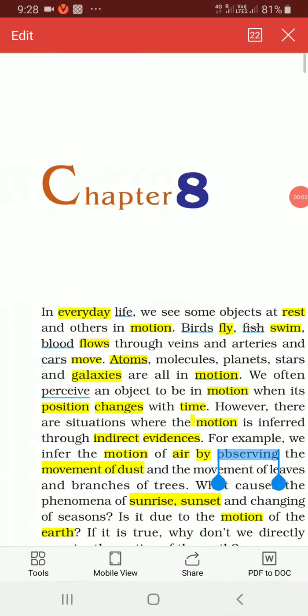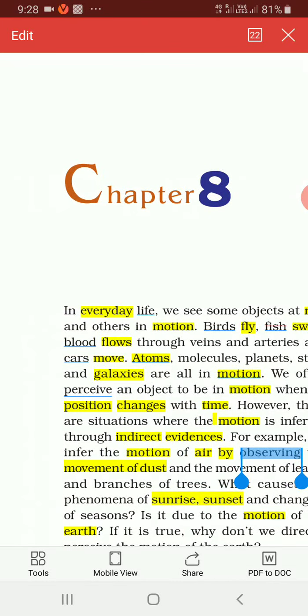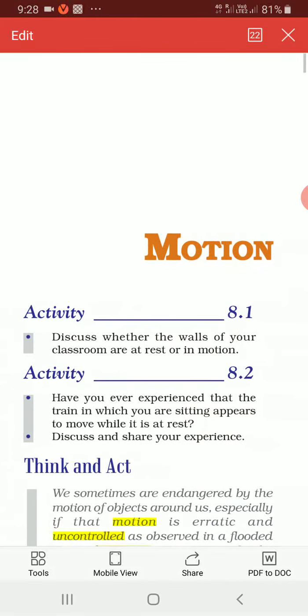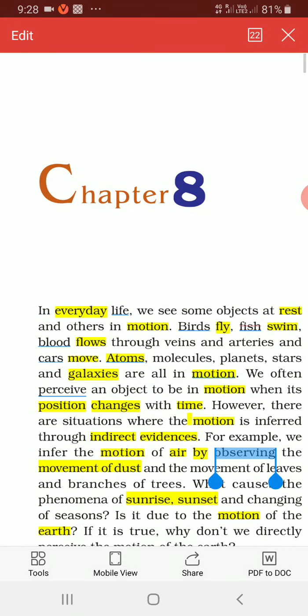In the science book of CBSE, chapter 8 is motion. So first we have to know what motion is.